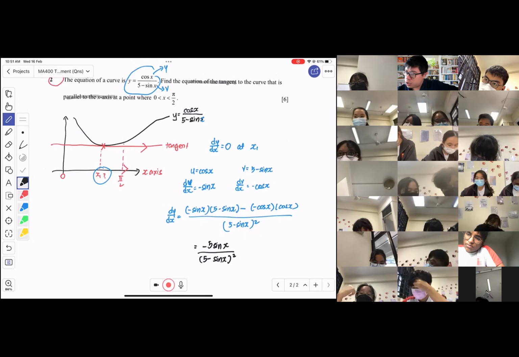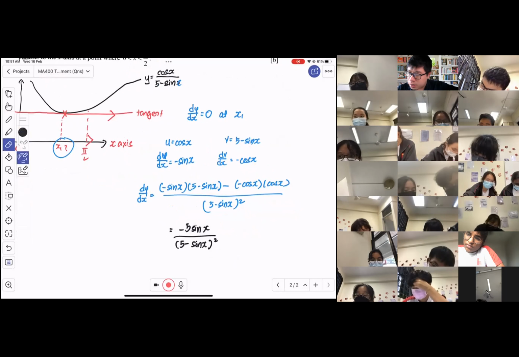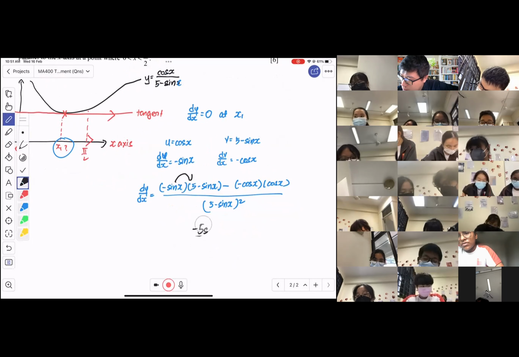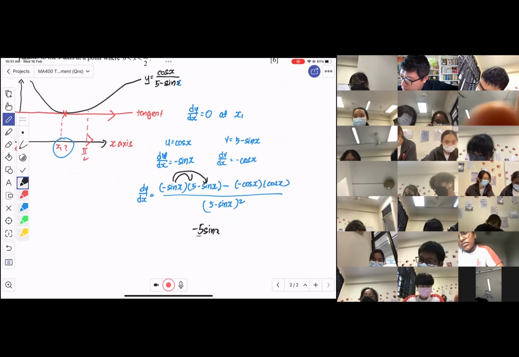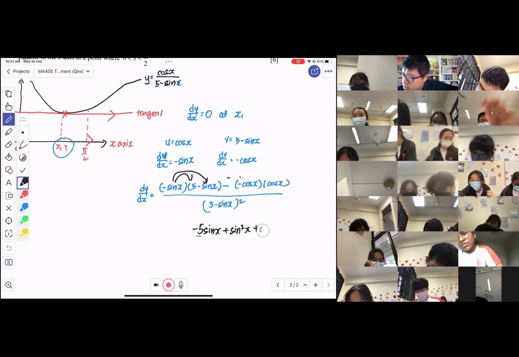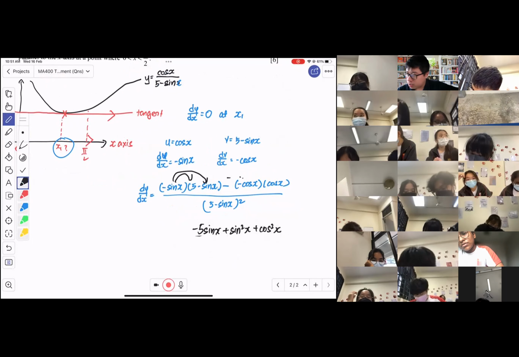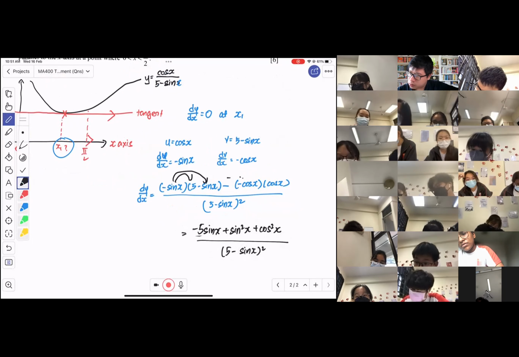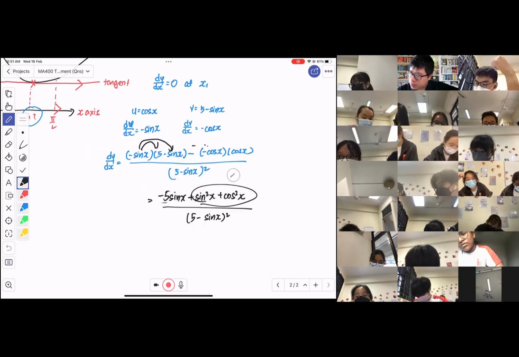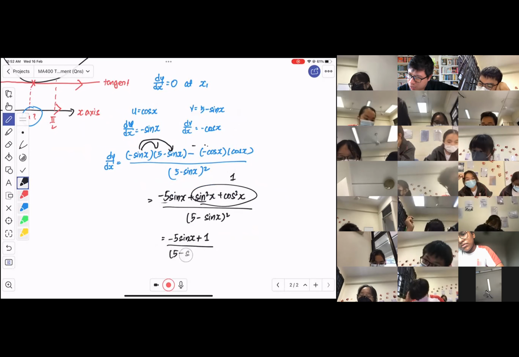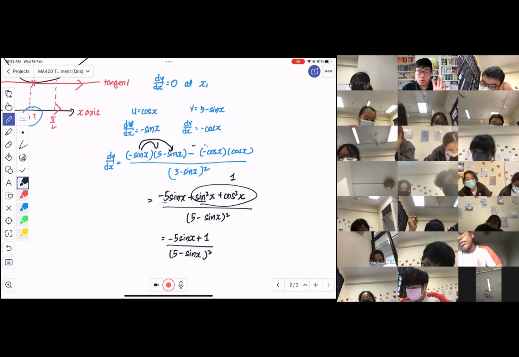Okay, let me double check this part. I suspect there is some issue here. This is negative 5 sine x, minus is a plus sine square, minus, this is a plus cosine square, equals to 5 minus sine x square. So cosine square plus sine square together will be 1. So this should be minus 5 sine x plus 1 over 5 minus sine x square. Okay, that's the gradient.